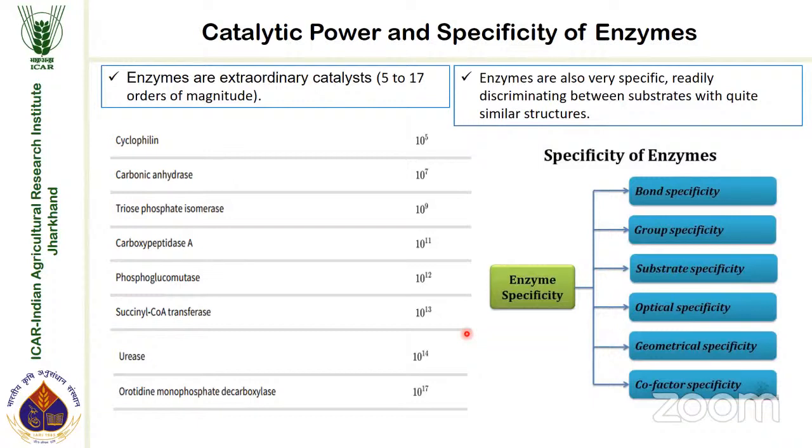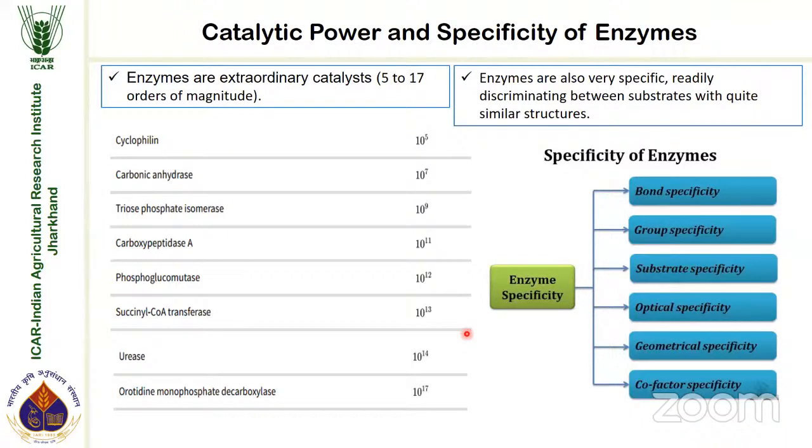At the same time, if you have enzyme at that place, it can convert 10 to the power 17 molecules in 1 second. So it is very, like, you cannot imagine. If you physically compare with your productivity, then you will realize how efficient these enzymatic systems are.